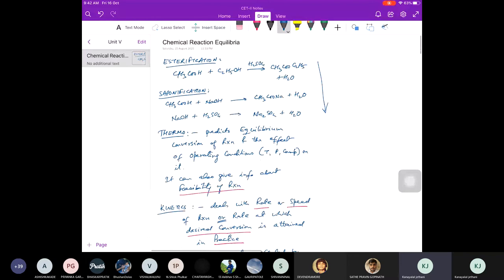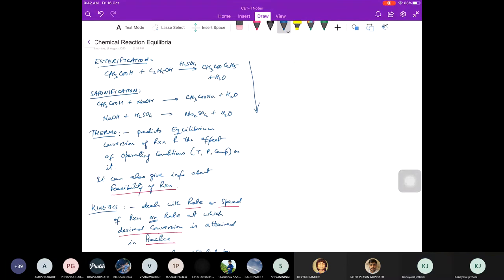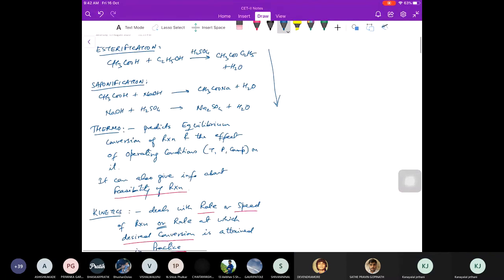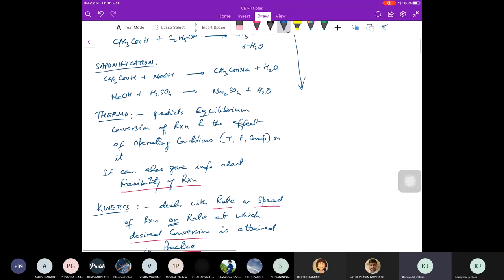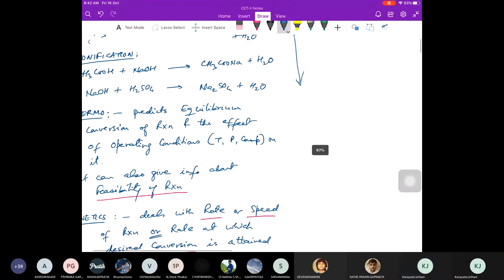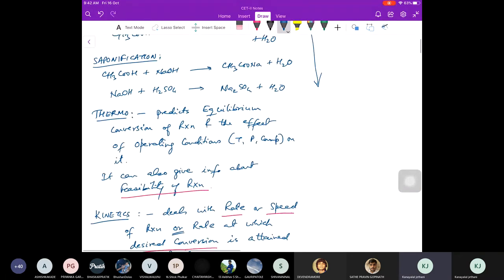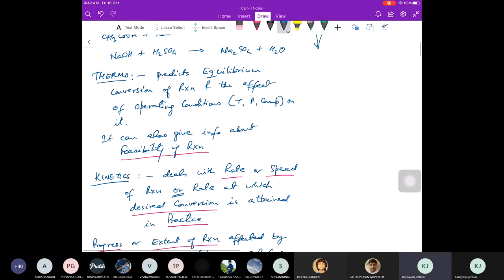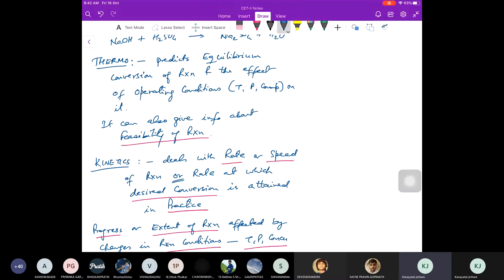Why do we study all these things in thermo? बताया था ना मैंने कल आपको. हाँ सर. What is the reason? सर मतलब किसी भी प्रोसेस से हम कितना मैक्सिमम आउटपुट ले सकते हैं, वो हमें थर्मोडायनेमिक्स बताता है. So thermo predicts equilibrium conversion of reaction and also the effect of temperature, pressure, composition on equilibrium conversion. It predicts all that. And it can also give feasibility of reaction. Feasibility कैसे होता है? How do we study feasibility of reaction?